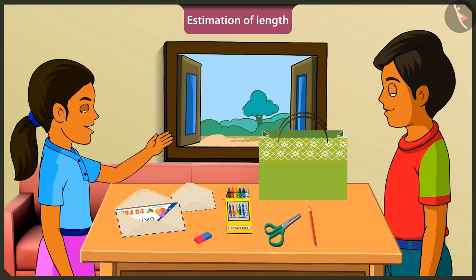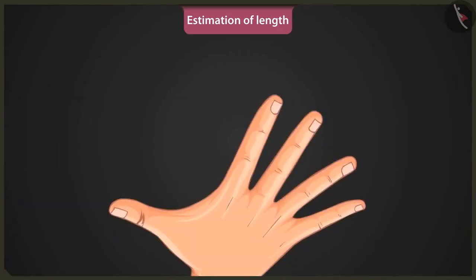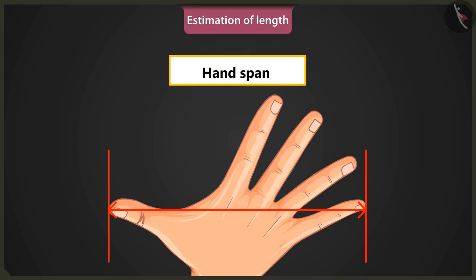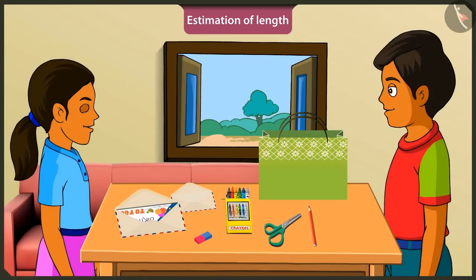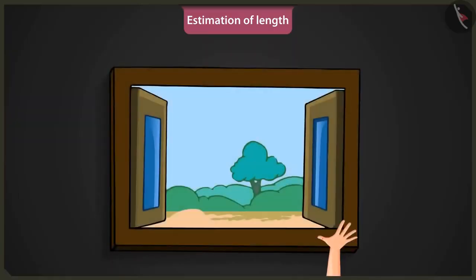Then can I find the length of this window using my palm to measure it? Yes, Mintu. The distance between the tip of one's thumb to the tip of the pinky finger is called a hand span. So, Mintu, you can use hand span to find the length of the window. Do you want to try it?